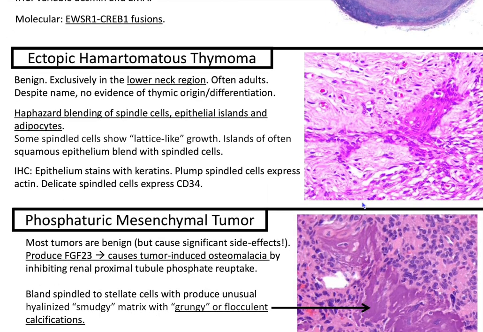Ectopic hamartomatous thymoma. This is benign, exclusively in the lower neck region, often adults. You know how some names can be confusing in pathology? Well, here's a case in point. Despite the name, there's no evidence of thymic origin or differentiation. You'll have haphazard blending of spindle cells, epithelial islands, and adipocytes. And some spindle cells show a lattice-like growth, and islands of often squamous epithelium blend with the spindle cells. The epithelium stains with keratin, and plump spindle cells express actin, and delicate spindle cells express CD34.